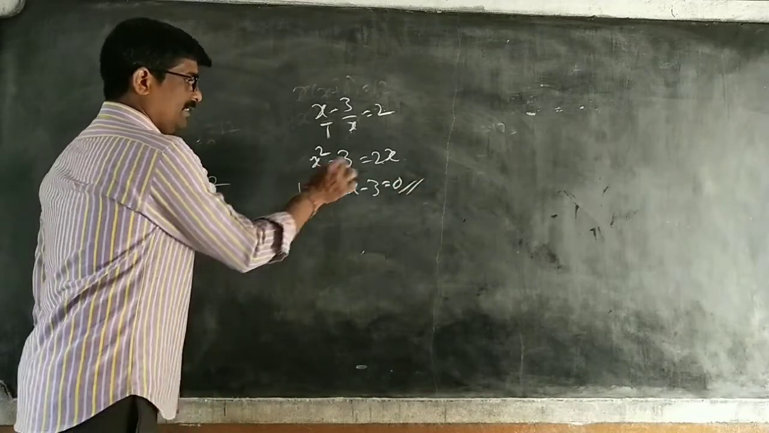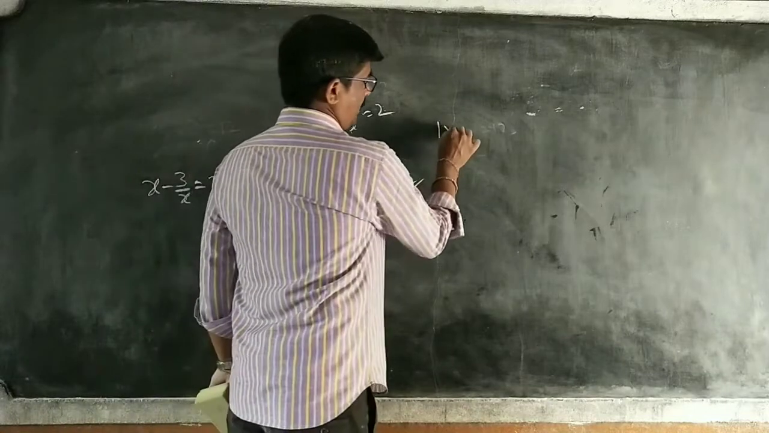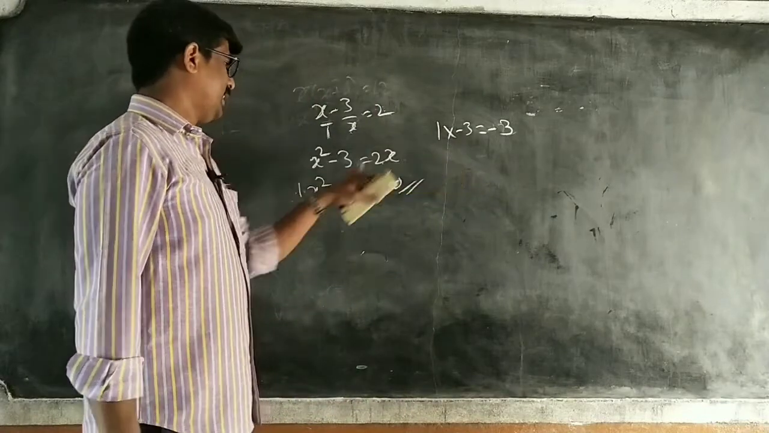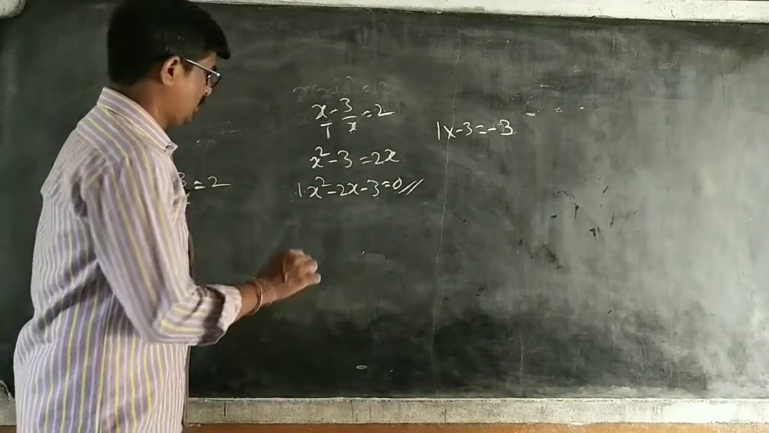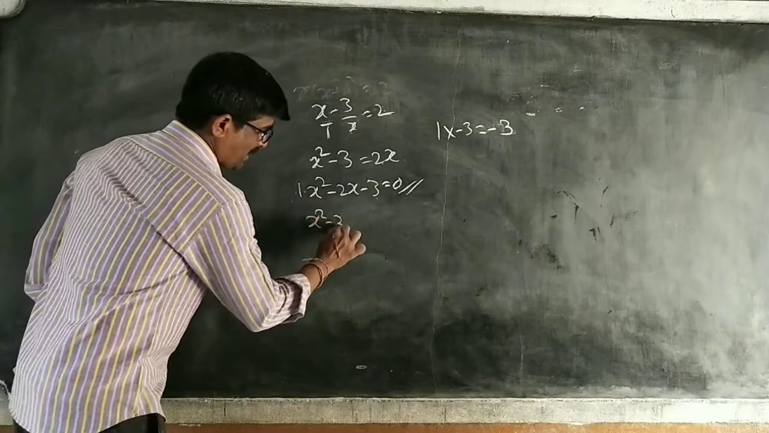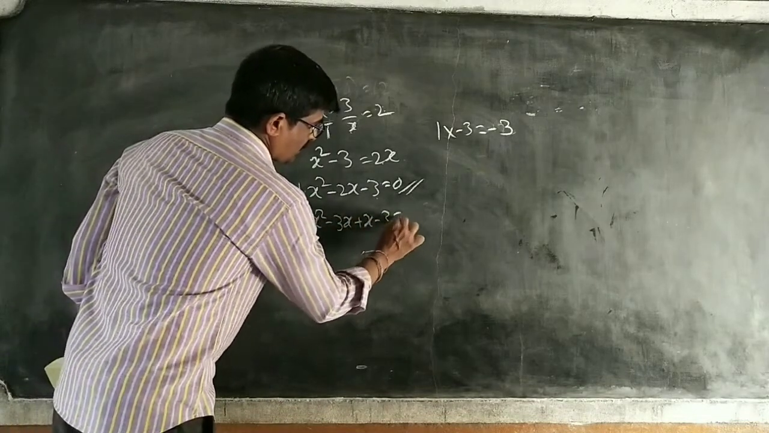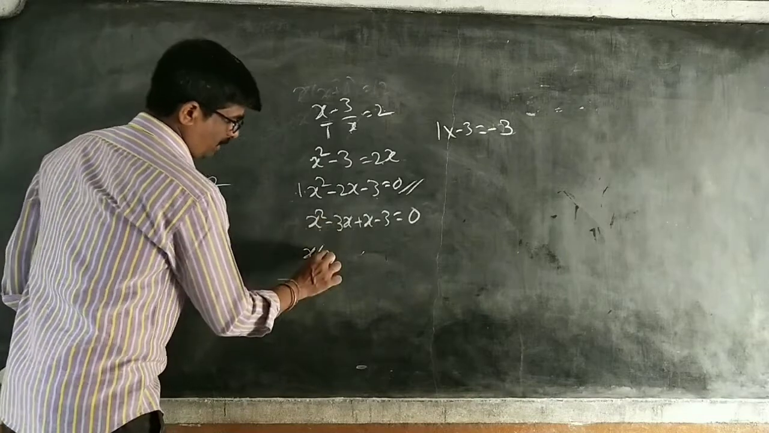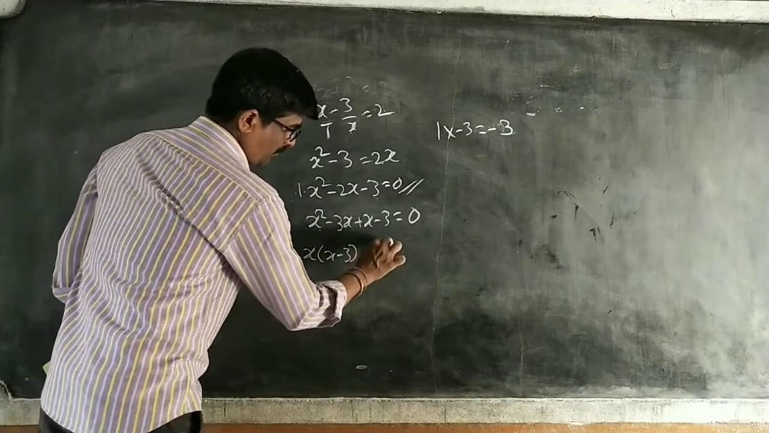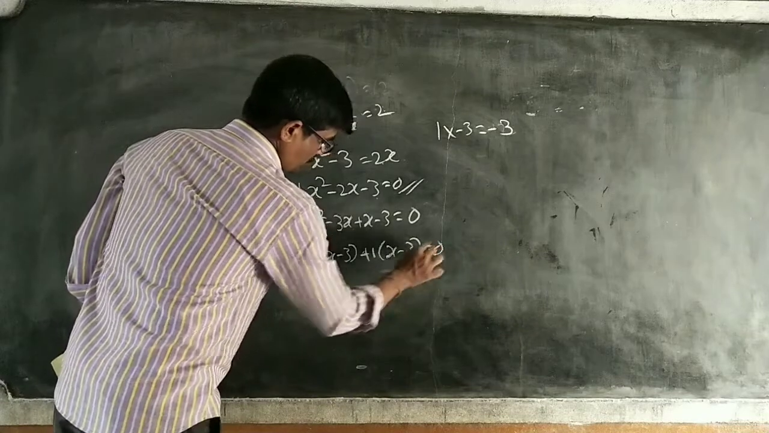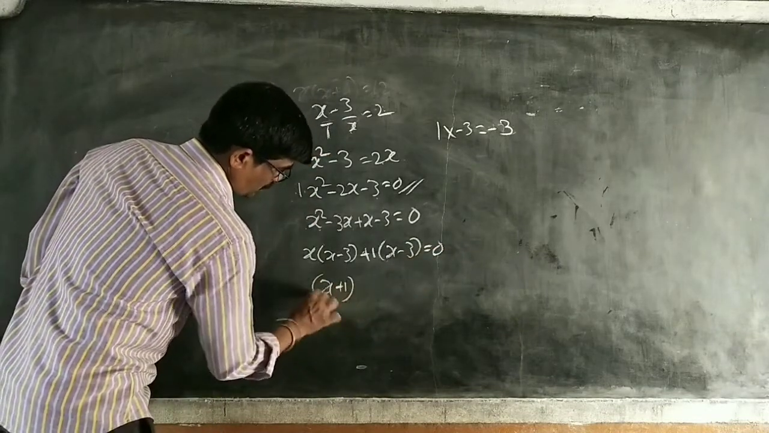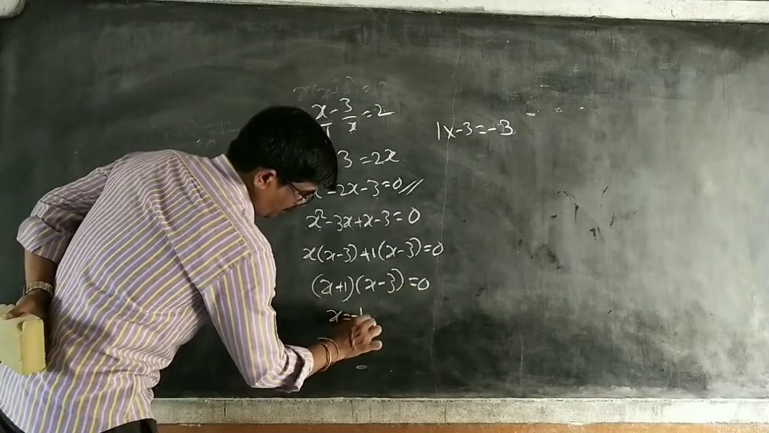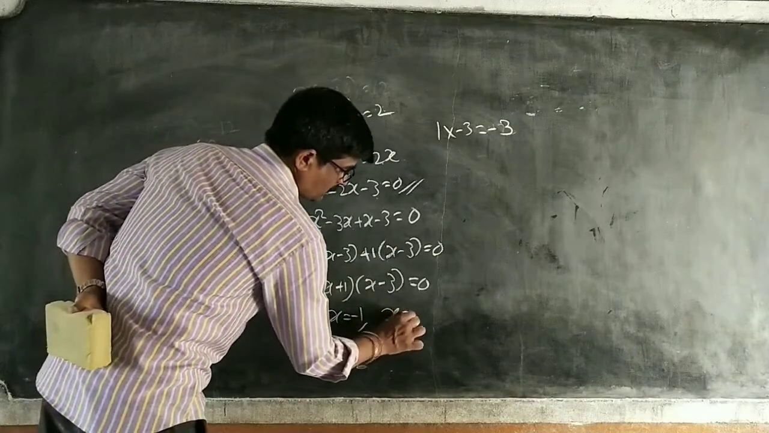So coefficient is 1. 1 3 is 3. 1 into minus 3 is equal to minus 3. So 3 minus 1 you are getting 2. So it is enough, easily we got. So x square minus 3x plus x minus 3 is equal to 0. If I take x common, x square x. So x common, x minus 3, plus you take 1, x minus 3 is equal to 0. x plus 1 into x minus 3 is equal to 0. So x is equal to minus 1 and next x is equal to 3.